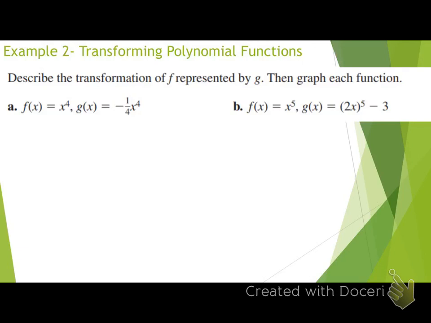Describe the transformation of f represented by g, then graph each function. So we're doing the exact same thing we just did. The comma is there because it's separating the two functions. So I've got f of x equals x to the fourth. g of x equals negative 1/4 x to the fourth.